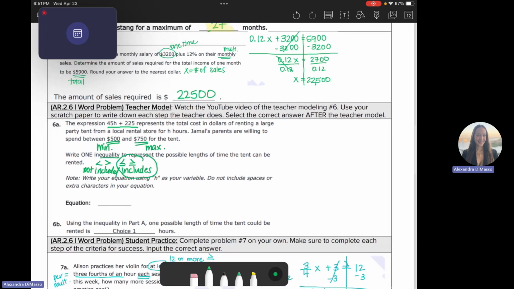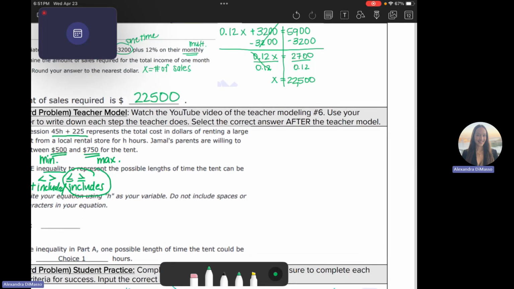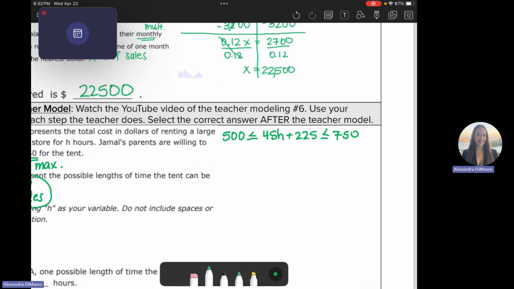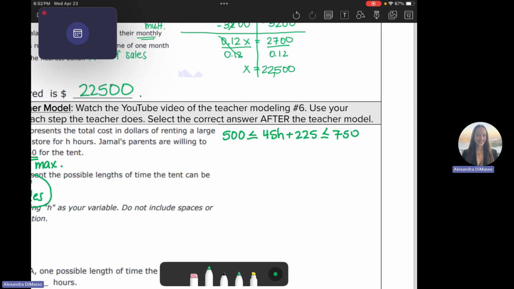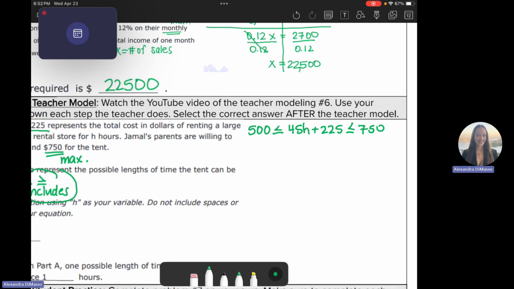So at the smallest amount, my minimum is $500. And I know that my expression has to be greater than or equal to that 500. But it has to be less than or equal to my maximum, which is 750. So essentially all I'm doing is putting that minimum and maximum value on either side of the expression, and then making sure I have my greater than or less than symbols correct. So that will be my first equation, or my inequality, excuse me.